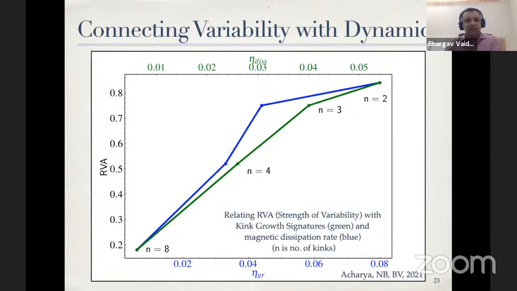And then on the x-axis, you have a dynamical feature, which is the dissipation rate or the growth rate. You can see there is a one-to-one correlation between the relative variability amplitude and the growth rate of this kink instability. This suggests that these kink instabilities definitely have some signatures or some influence in determining the variability at much larger scales, especially to explain these long-term variability signatures.